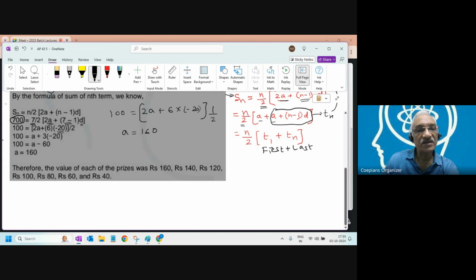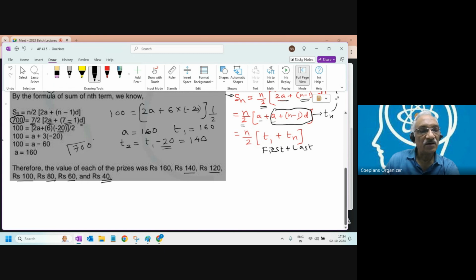That means the first prize was 160. What will be the second prize? T1 was 160, so obviously T2 will be T1 minus 20, which equals 140, because the common difference is minus 20. So the second prize will be 140, the third will be 120, fourth 100, fifth 80, sixth 60, and last is 70. If you add up, you will see that they all add up to 700, which is the total amount.